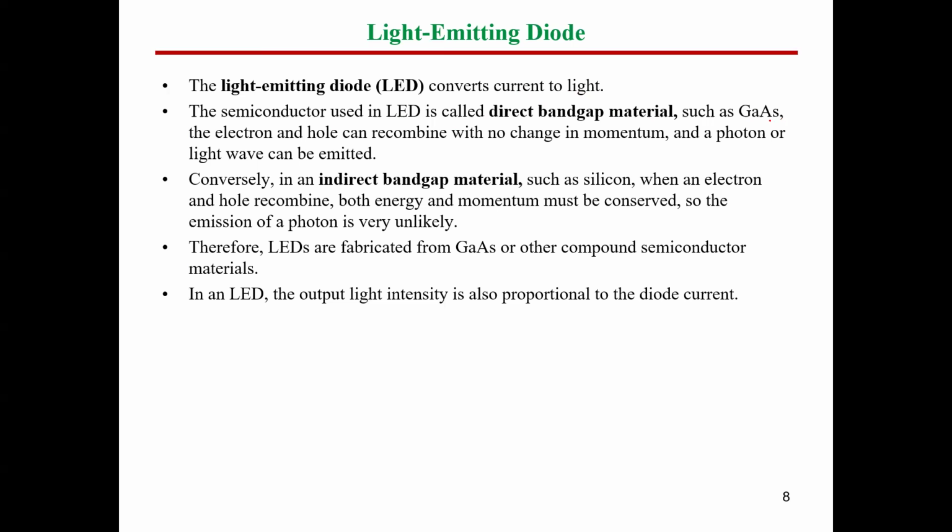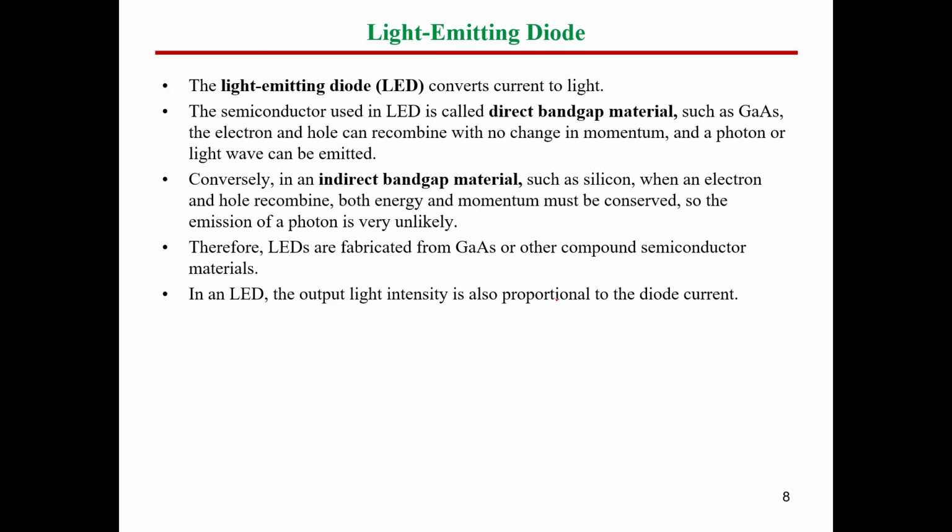gallium arsenide, okay? The electron and the hole can recombine with no change in momentum, and photons, or light waves, can be emitted. So once you apply your voltage across this device, the electrons can flow and allow a current to flow. This is in what's called direct band gap material.